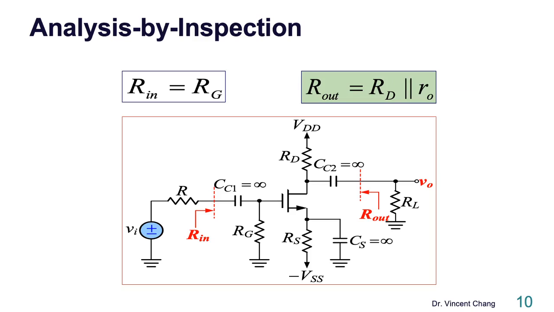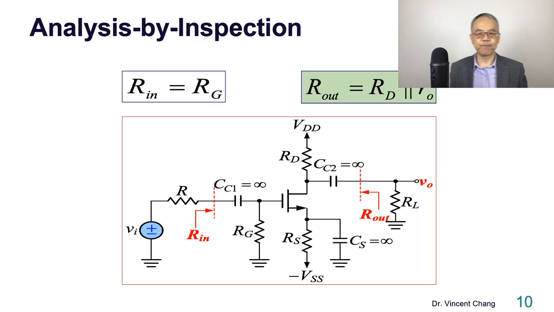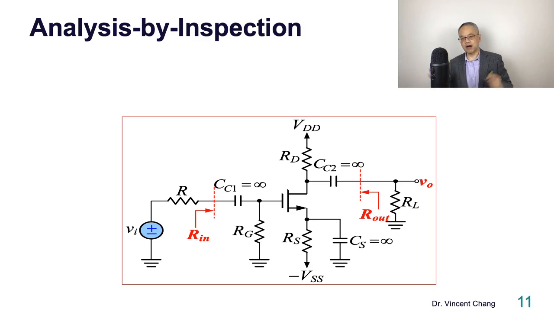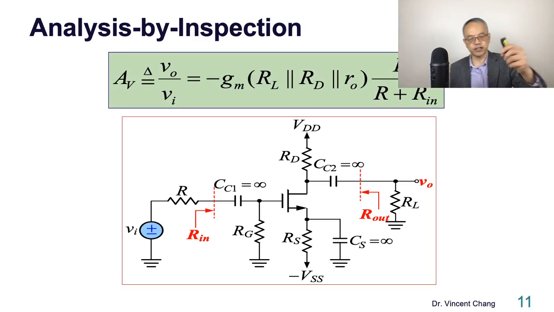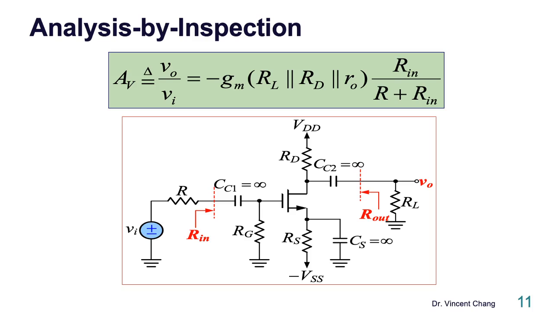What about the voltage gain? It's not hard. The voltage gain is Ohm's law, negative gm times the load, and then the divider, Rin divided by the total series resistance at the input side. Here's the outcome: the small signal voltage gain.